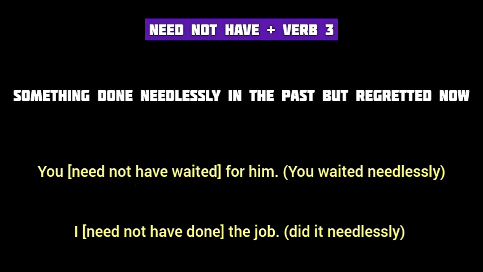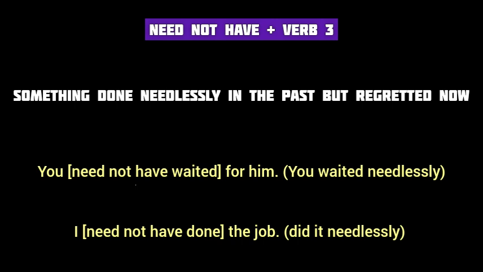Finally, we have the negative past modal need not have. It shows that something was needlessly done in the past, though it was not necessary to do so, and now it is regretted. For example, you needn't have waited for him, which means you had no need to wait for him, still you waited for him. And then the second example, I need not have done that job. I had no need to do that job, still I did it and I regret it now.